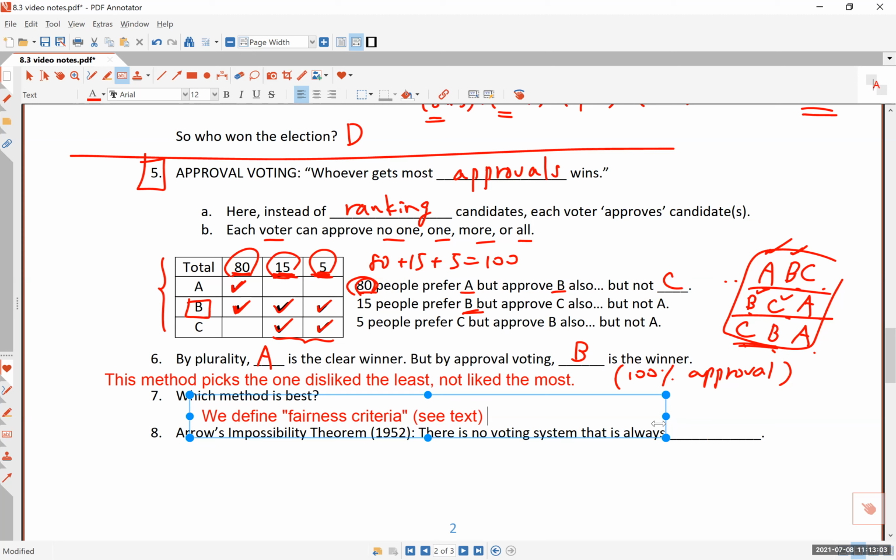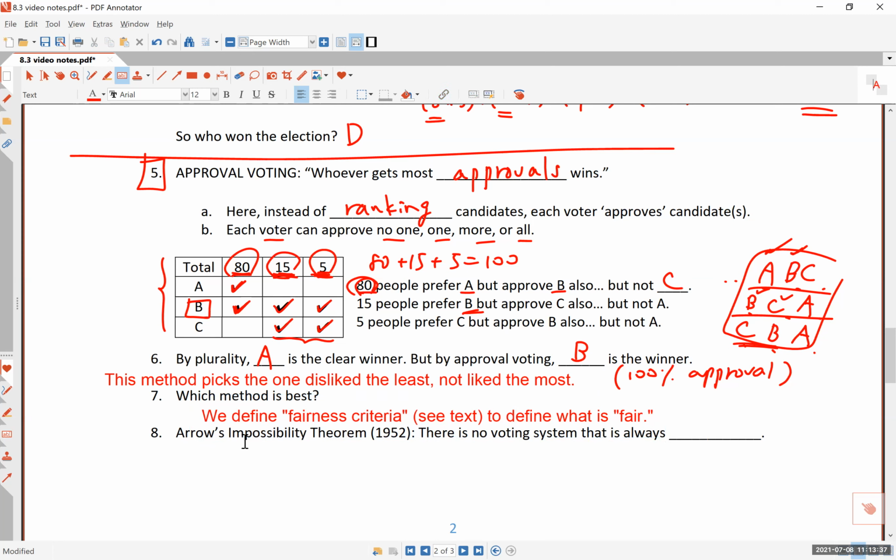right? So the experts and the people in general decided on a set of fairness criteria, what defines the election method to be fair. Okay, so these fairness criteria were defined and decided and mutually agreed upon by many people, experts, right? So we define fairness criteria to define what we mean by fair. Okay, we define fairness criteria to define what is fair.